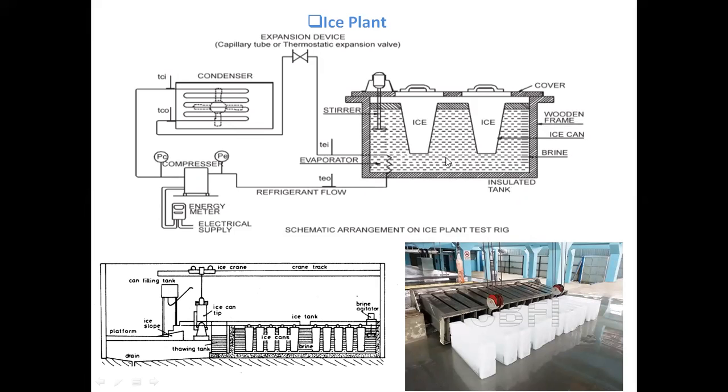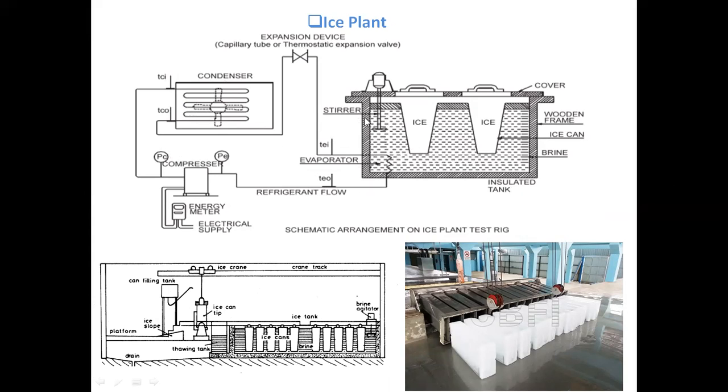And this brine in this diagram is nothing but a water plus glycol mixture. And generally the brine temperature is kept at -8 to -10 degrees Celsius. And this is maintained because of the vapor compression refrigeration cycle. Again, your compressor, condenser, expansion valve, and evaporator.